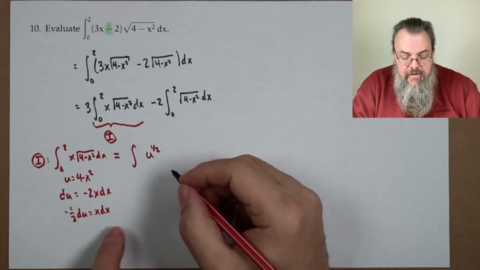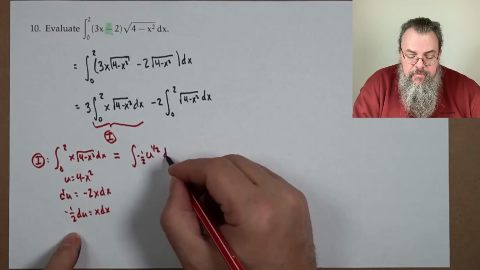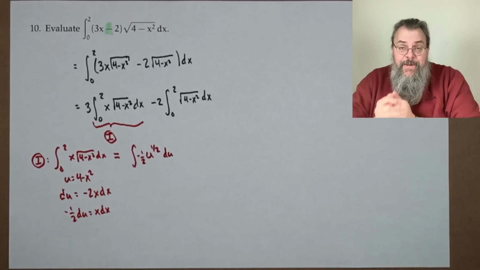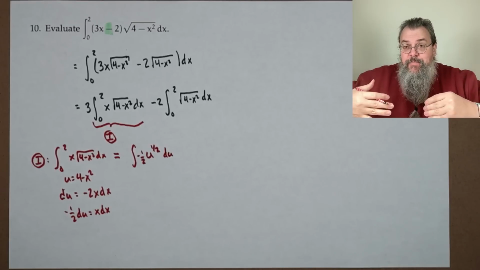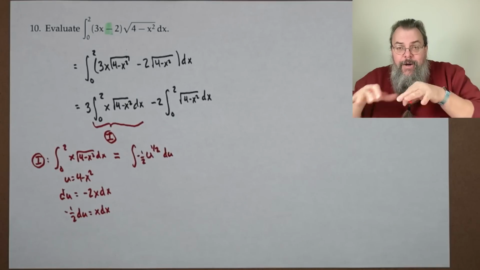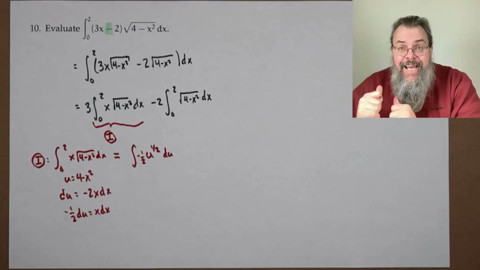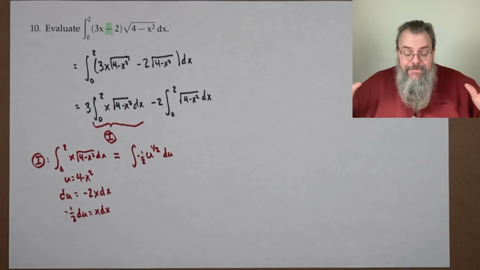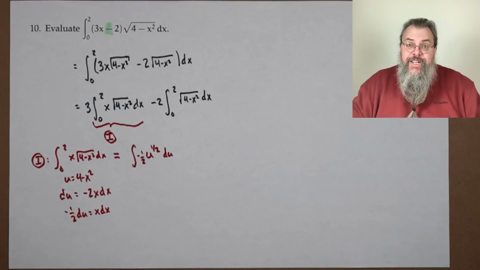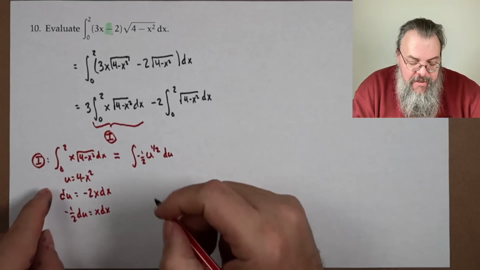The x dx becomes a minus 1/2 du. And because it's a definite integral, we want to update our bounds. And we always update our bounds as we go. Because we update our bounds, we never have to go back at the end, which is lovely. We really don't want to have to go back at the end. So, updating our bounds.